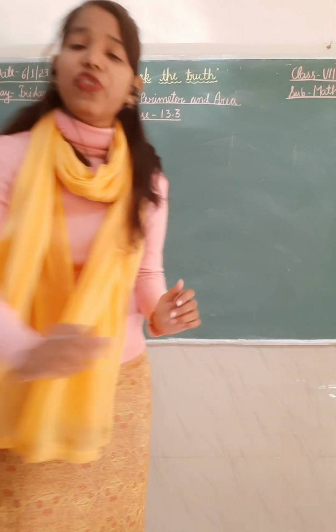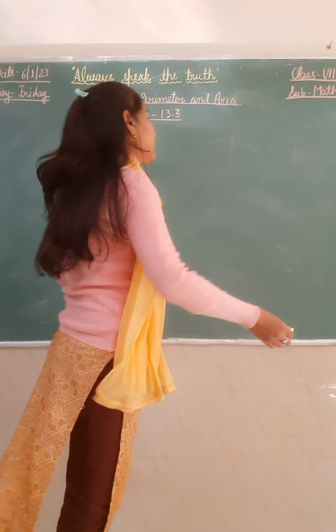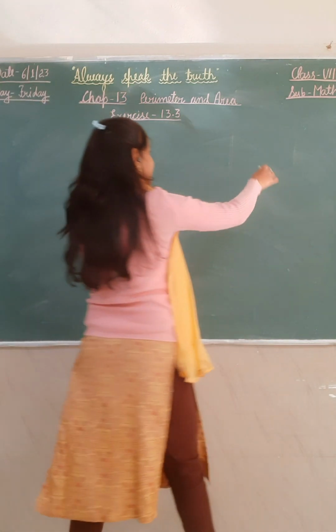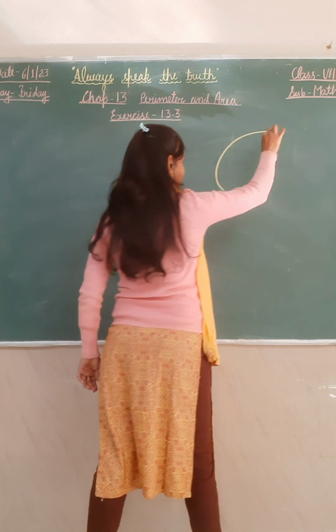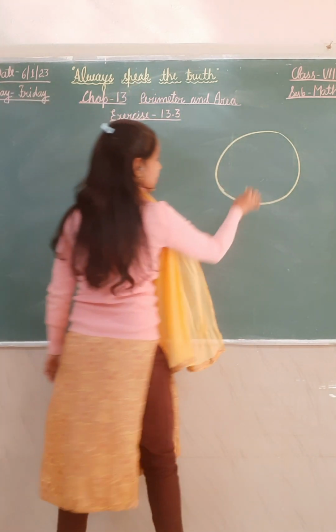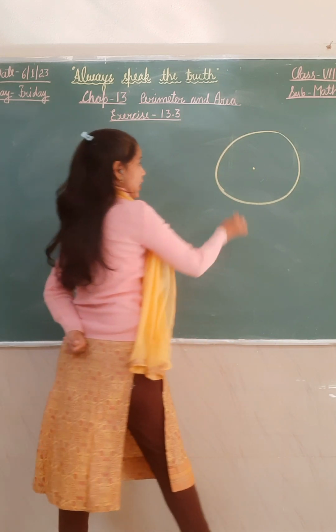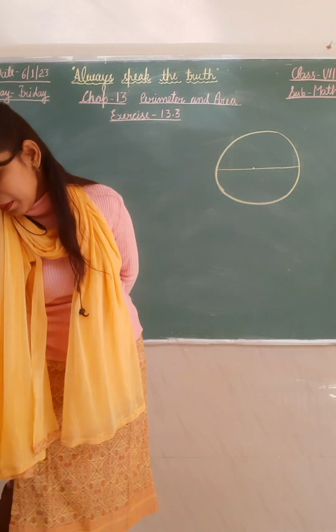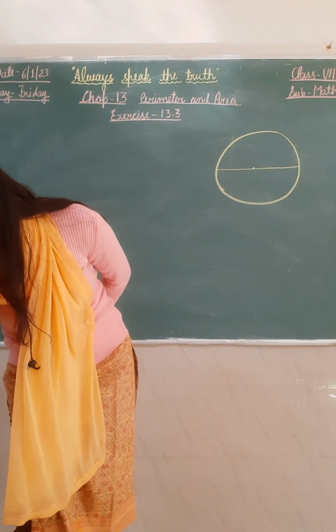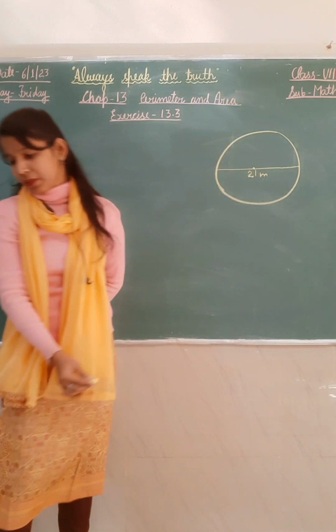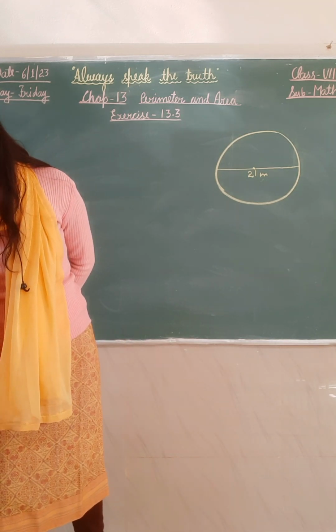So look here, draw the figure. I am drawing, you are also supposed to draw the figure. So class, a gardener wants to fence a circular garden. This is a circular garden and this is the center of it, and the diameter is given. The diameter is 21 meter. Okay, and he makes 2 rounds to fence.